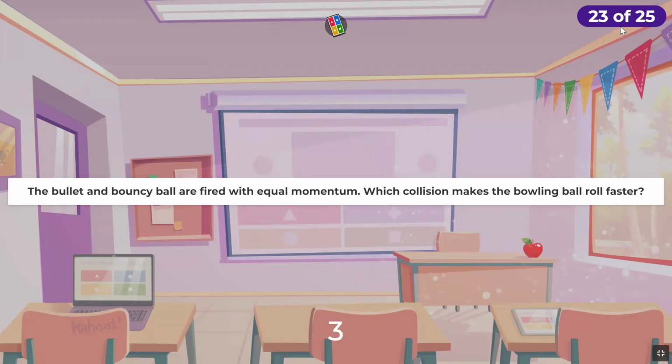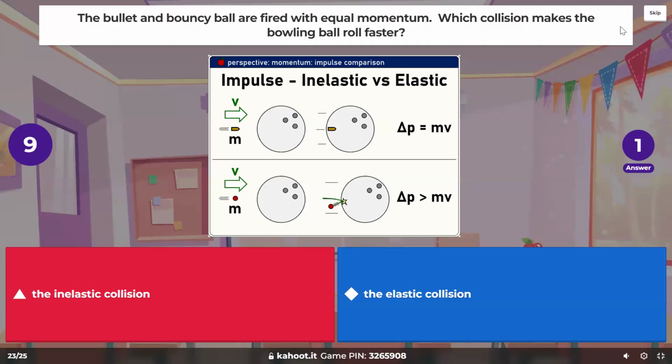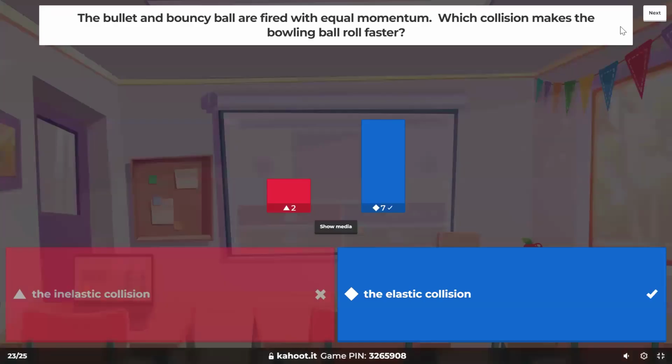A bullet and a bounce ball are fired with equal momentum. Which collision makes the bowling ball roll faster? Yeah, that elastic collision, the one where the ball bounces off, because that one delivers more impulse because there's a greater change in momentum of whatever's colliding with the bowling ball. So it can transfer more momentum by elastic.